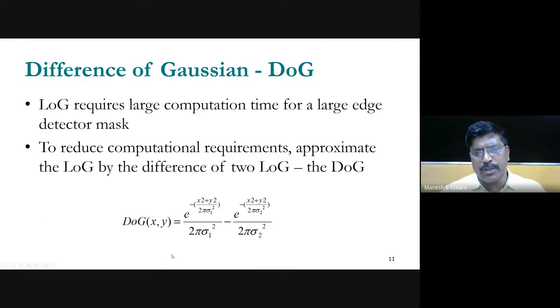Now, what is the Gaussian function? First Gaussian function is having sigma 1 as a standard deviation, and second Gaussian function is having sigma 2 as a standard deviation. So you take the difference of those, and once you get the difference, you use it for detection of the edges. So definitely the result will be the same as the earlier one, but computation complexity will be less in that case.